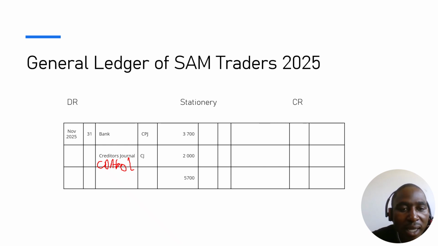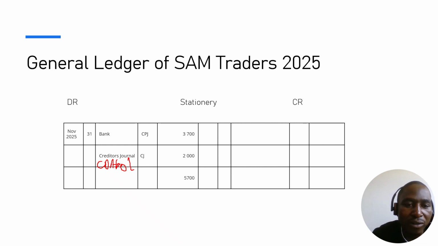Now because the amounts are under one side, we need to just total them and write the total underneath. There's no need to balance. When the amounts are both on one side, we just total them and we write the total underneath. We do not need to balance. That is how we do the general ledger for bank, inventory, debtors control, and stationery.